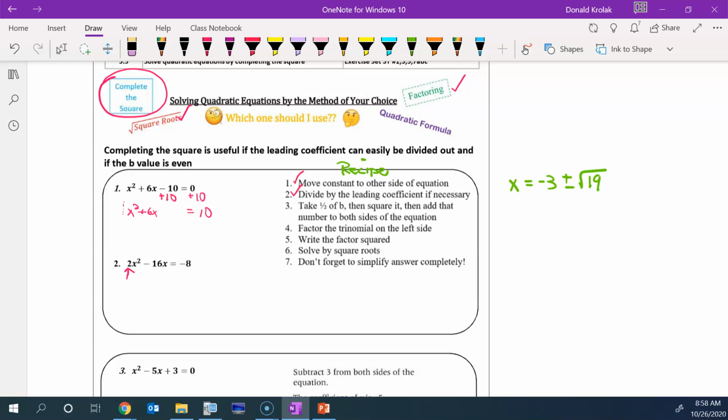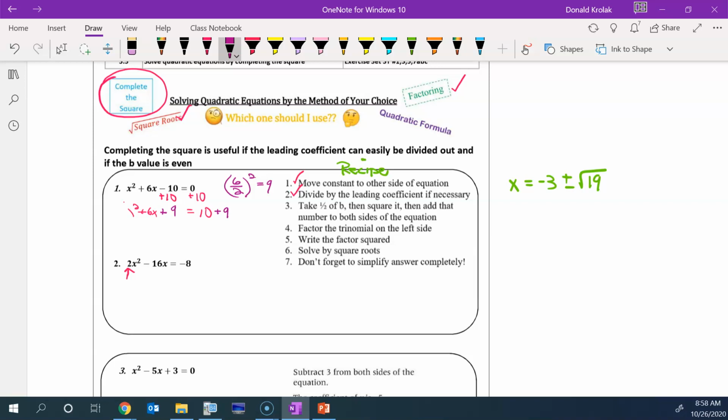Now take half and square it. I'm going to take the b value, which is 6, and divide it by 2. That's 3, and I'm going to square it. That's 9. Then you're going to keep things balanced: whatever you add to one side, you have to add to the other.